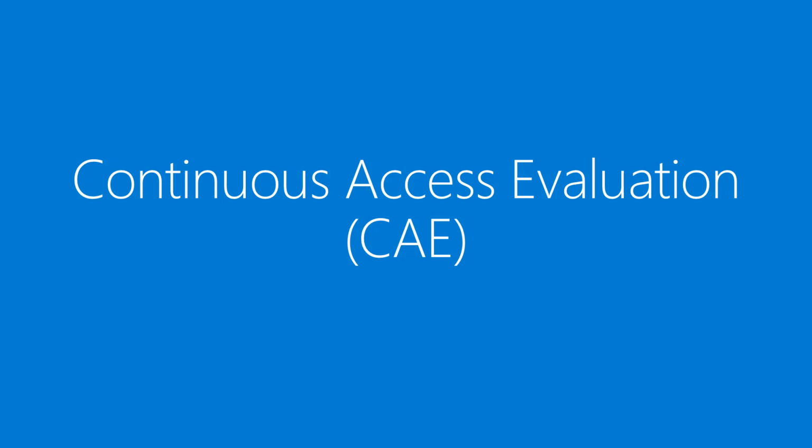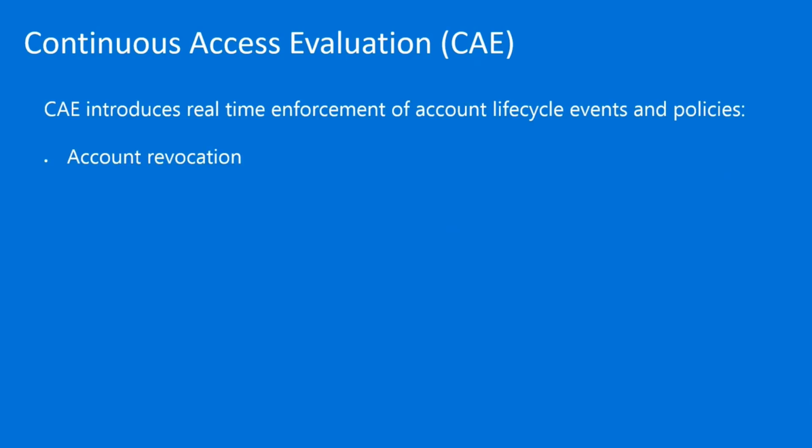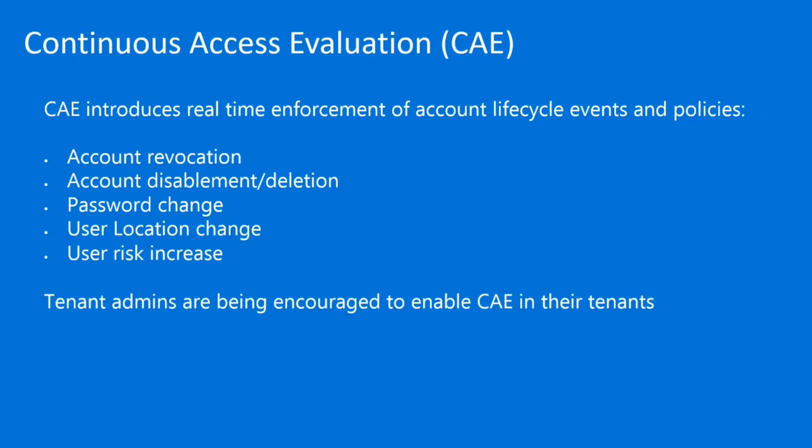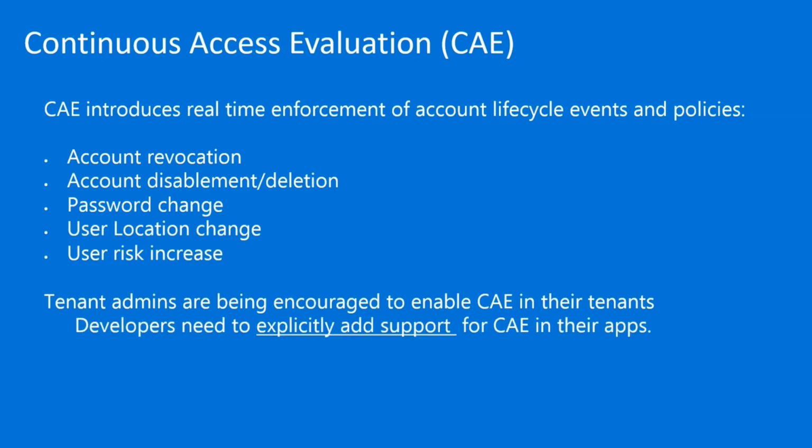Yes, hi everyone. One of the features that we wanted to discuss today is continuous access evaluation, or CAE. CAE allows Microsoft Graph to revoke an active session in response to security events, like account revocation, account disablement, deletion, user location change, user risk increase. We encourage admins to enable CAE in their tenants because Graph will reject your access tokens and will send back a claim challenge that your developer needs to handle.